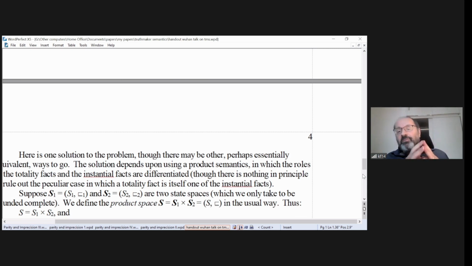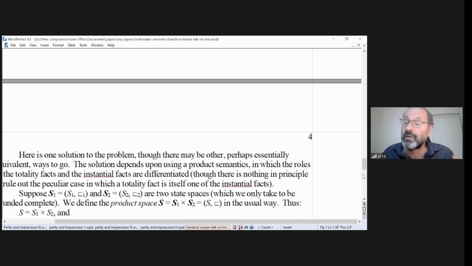What that means from a technical point of view is that really we should differentiate truth makers. We should think of truth makers as having two parts, one playing one role, one playing another role. We can think of them as fusions, but we still want to differentiate the parts. So we want to say, look, these are playing a certain role, so I'm going to put them on one side, and these are playing a different role. So what this means from a technical point of view is we're taking a product of two state spaces.